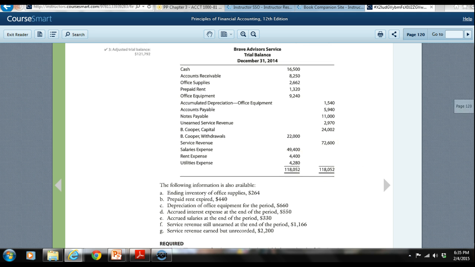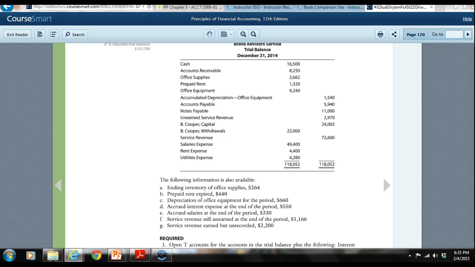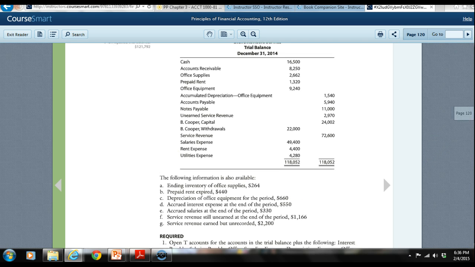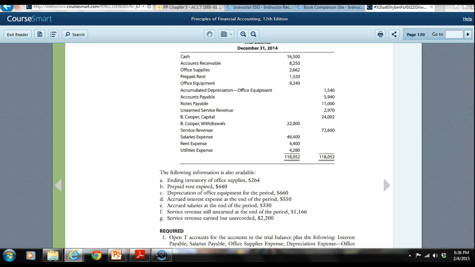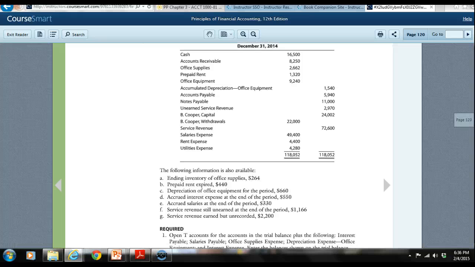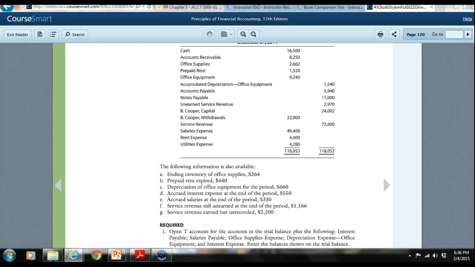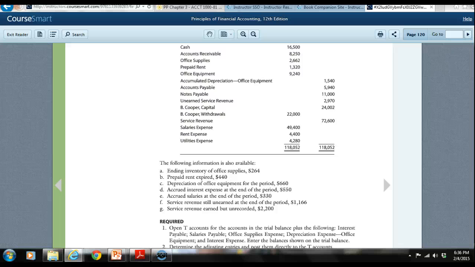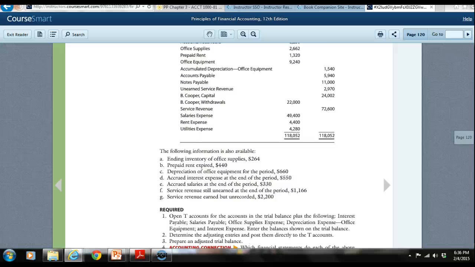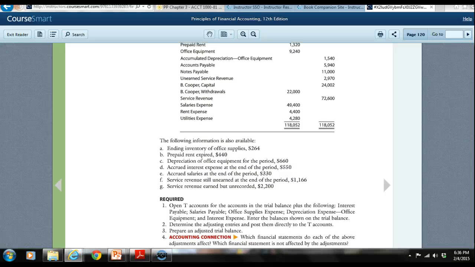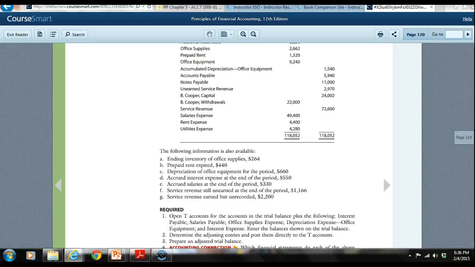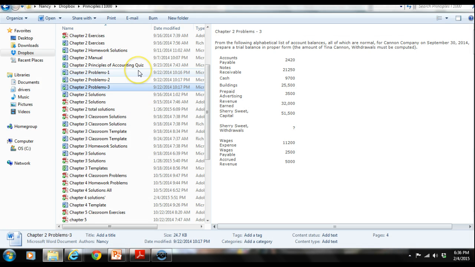So let's just take a look at this and go through it. The following information is available. We're supposed to open what we call T accounts for the accounts in the trial balance, plus the following: interest payable, salaries payable, office supplies expense, depreciation expense, office equipment, and interest expense. So I'm going to basically go over here.